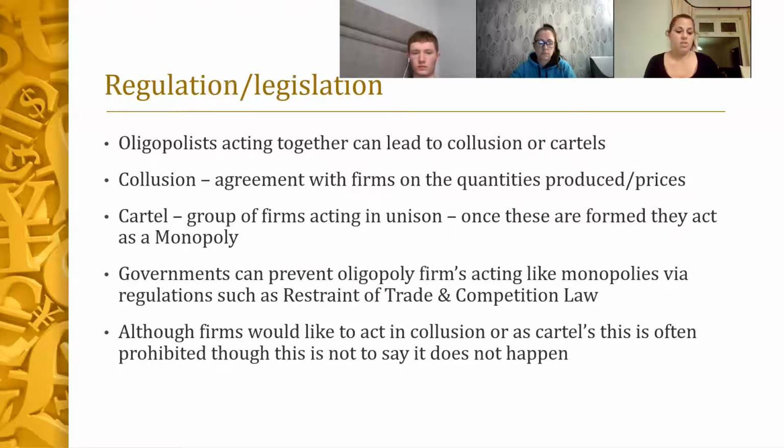There is regulation and legislation, however, around oligopolies. When they start acting together, it can lead to collusion or a cartel. A collusion is an agreement between firms on the quantities that are produced and on the prices. And a cartel is when a group of firms act in unison. Once these are formed, they act as a monopoly on the market. So governments can prevent oligopoly firms acting like monopolies via regulations such as the Restraint of Trade and Competition Law. And although firms would like to act in collusion or as cartels, this is often prohibited, but it still happens, unfortunately.